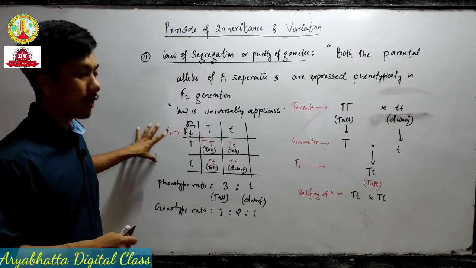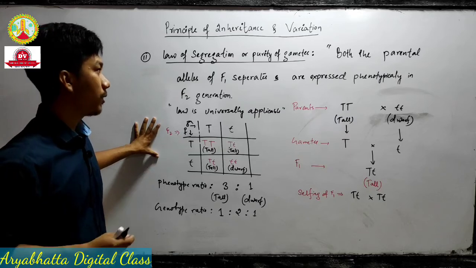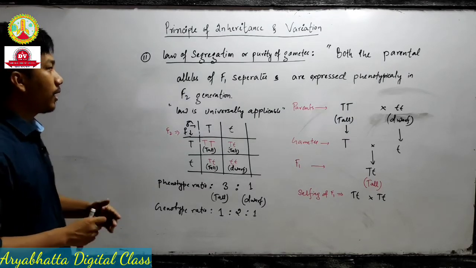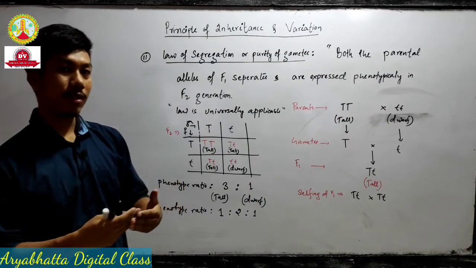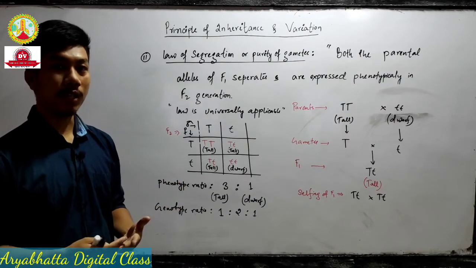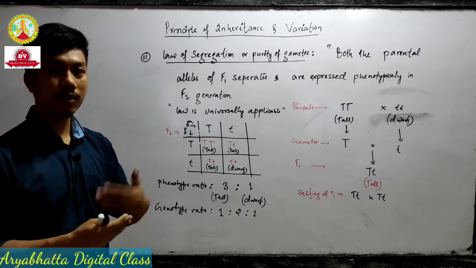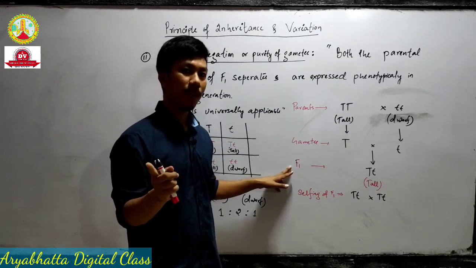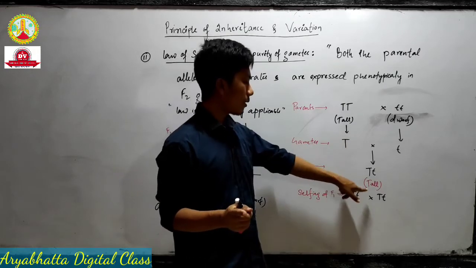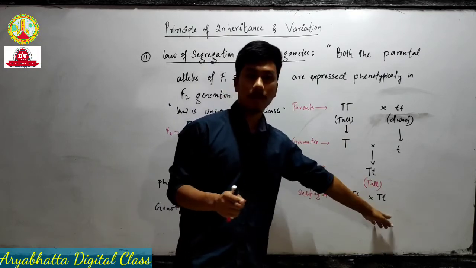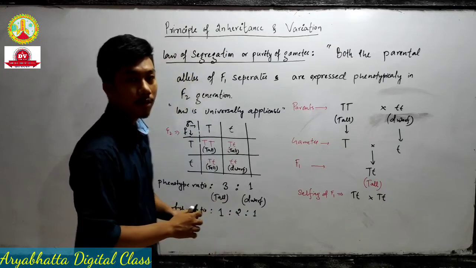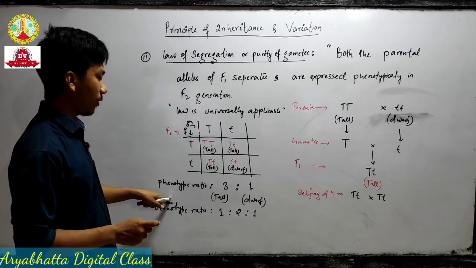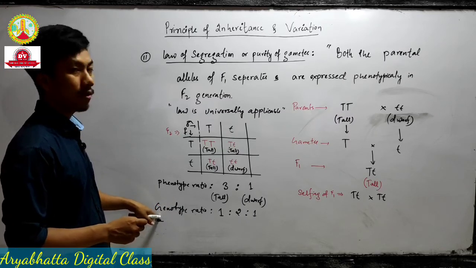Why do we need to do this F2? Because according to the laws given by Mendel, both alleles of F1 separate and express phenotypically in the F2 generation. So F1 separates when we do selfing. That means we cross F1 with the same parents, tall and tall. So when we cross F1, in F2, the next generation, we get this phenotype 3:1, genotype 1:2:1.